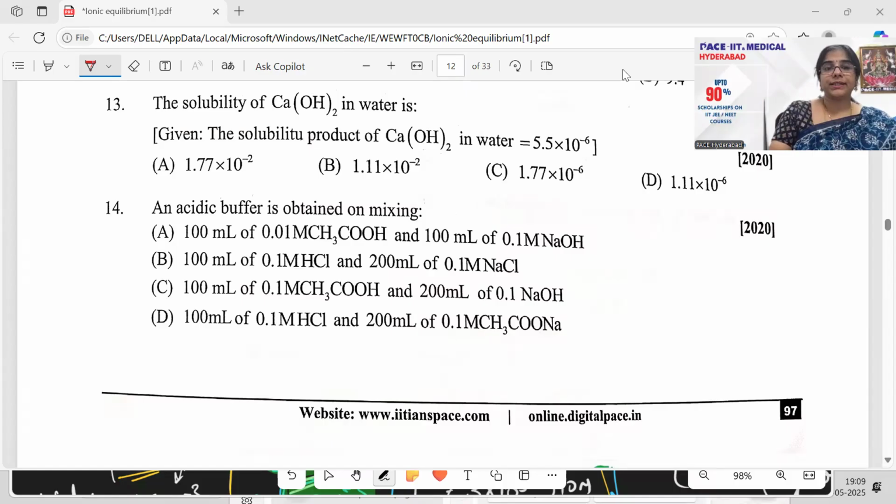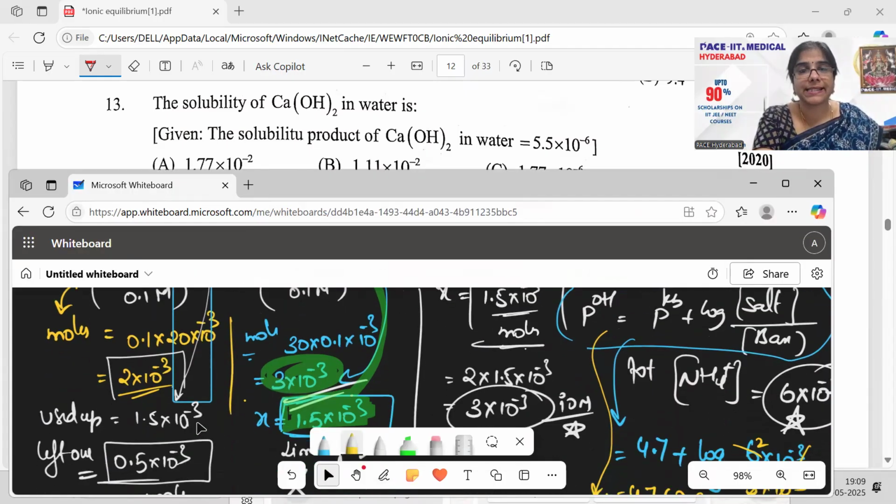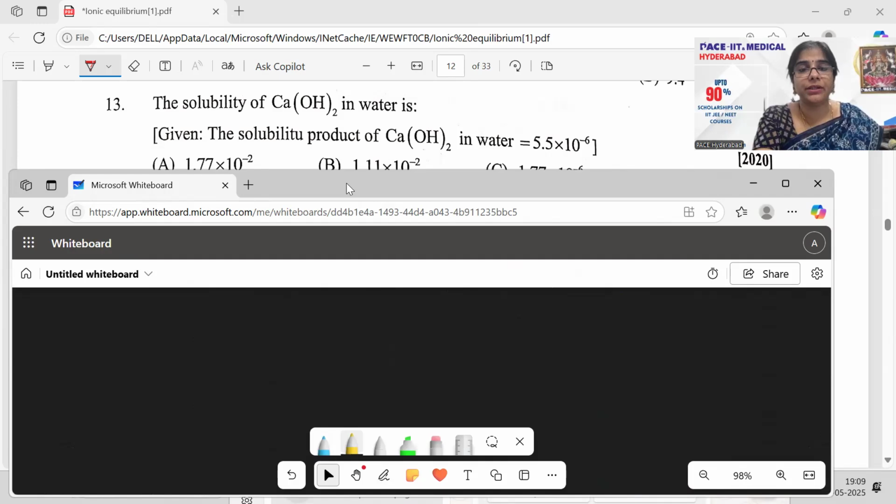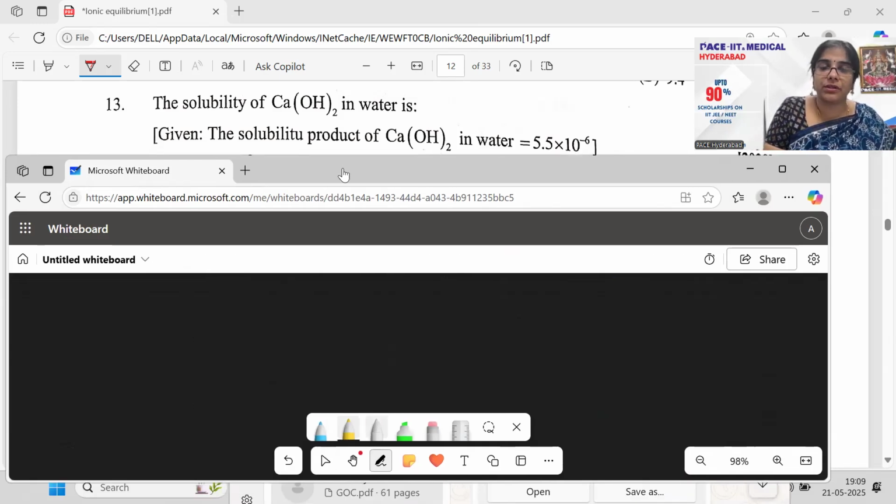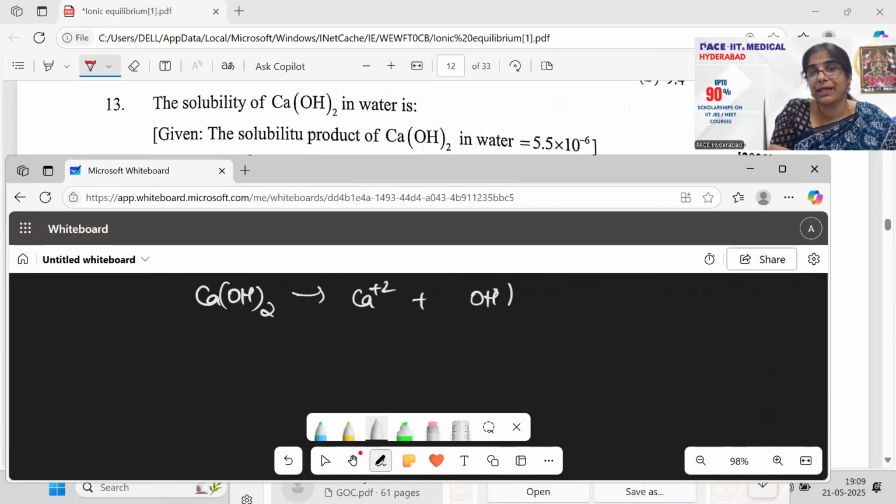So going up with the next question, solubility of calcium hydroxide in water. Again, I would use my board there. Whenever you see solubility and nothing else is given to us, calcium hydroxide in water, what will it become? Calcium plus 2 ions and OH minus ions. How many? 2 OH minus ions are getting formed there, right? So which means this is S and this is 2S.